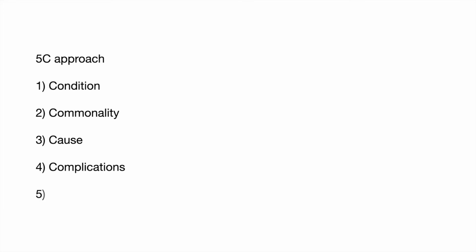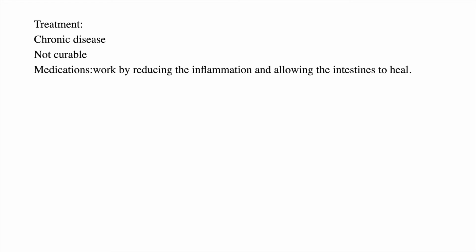And finally comes the course. You have to tell the management. In the treatment, you need to mention that ulcerative colitis is a chronic disease that you'll have for the rest of your life. It's not curable, but the good news is that it can be controlled with treatment. If the symptoms are under control, the person can have a normal life. Currently, there is a wide range of treatment options available for ulcerative colitis. So you can mention the medications.